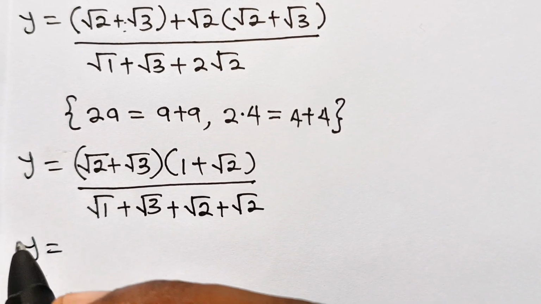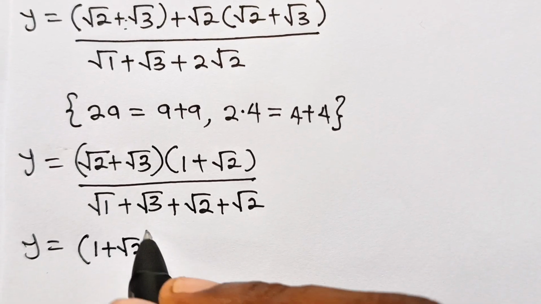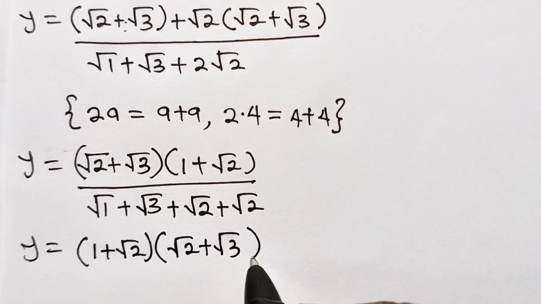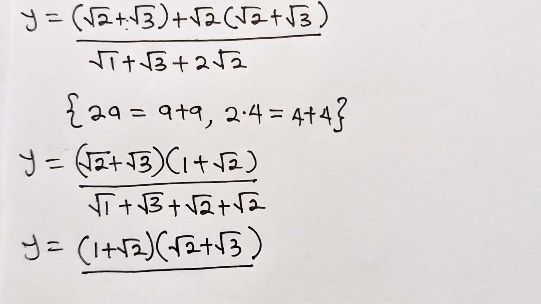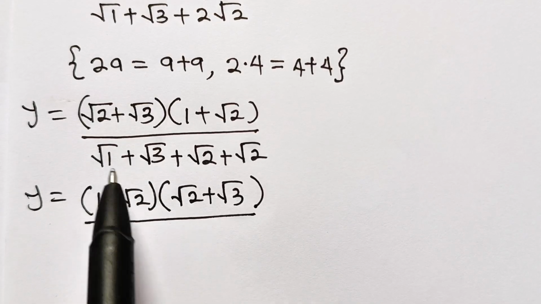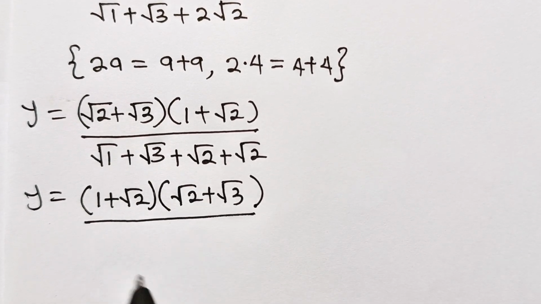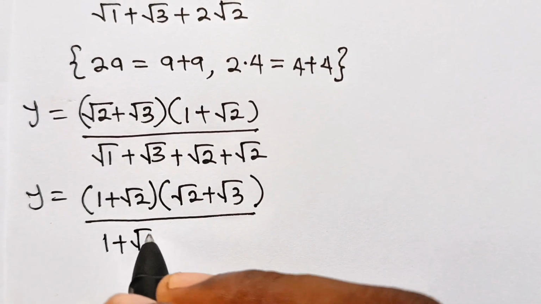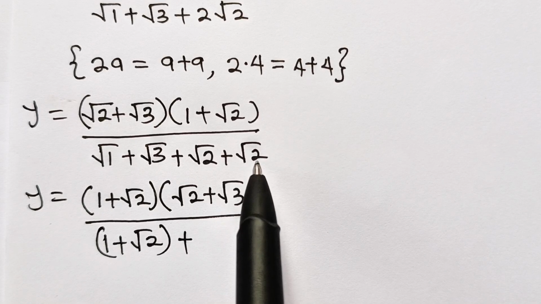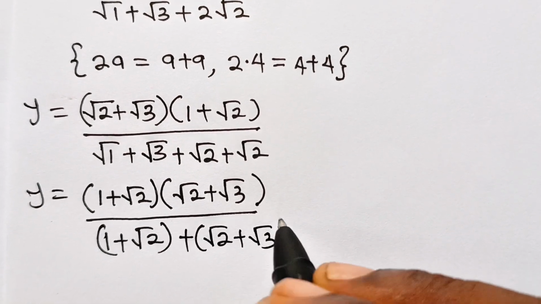So our y is equal to 1 plus root 2 multiplied by root 2 plus root 3. I've not changed anything, okay? Divided by, now 1 plus root 2, can we see it from here? Yes, because root 1 is still 1, right? So this is the same thing as 1 plus root 2 as well. So 1 plus root 2 plus, now we have root 3 plus root 2 remaining, root 2 plus root 3 remaining.